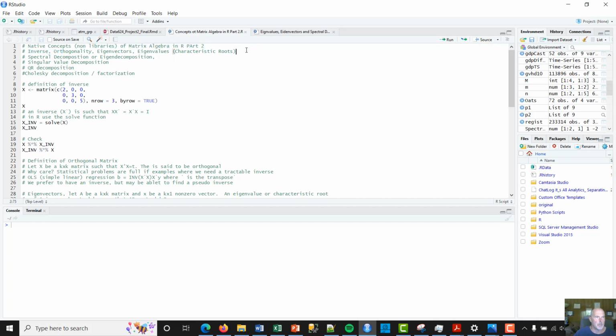The things that we're going to talk about today are covering the inverse, orthogonality, eigenvectors, eigenvalues, also called characteristic roots, spectral decomposition or eigendecomposition, SVD, singular value decomposition, QR, and Cholesky decomposition. All right. So let's just dive into it.